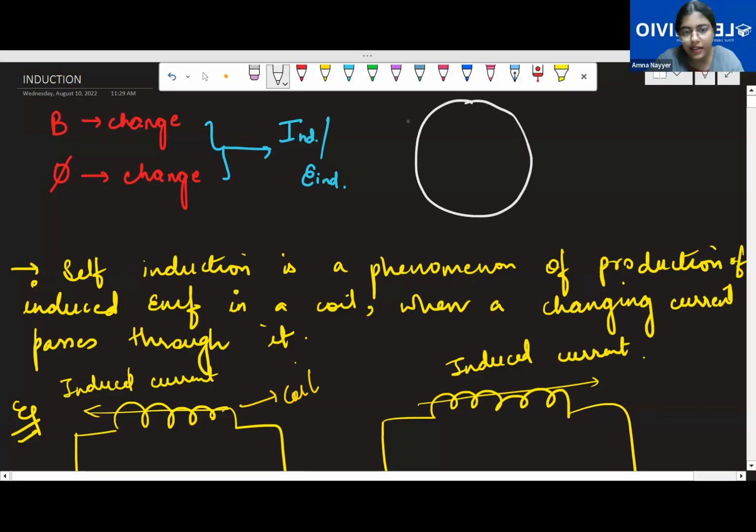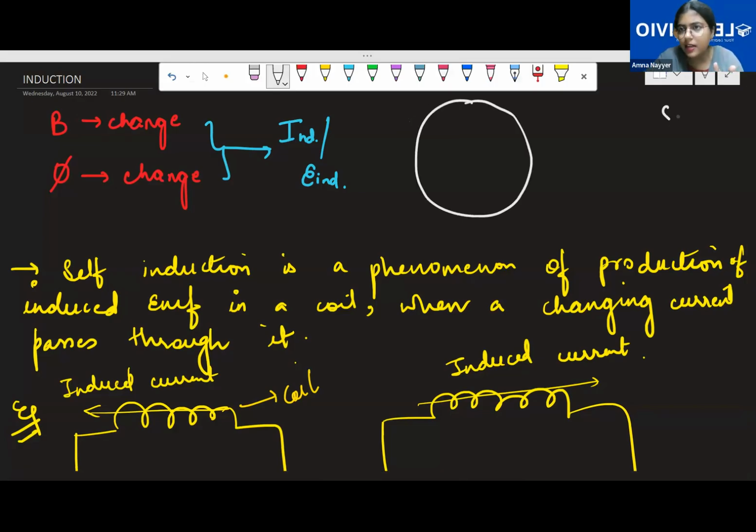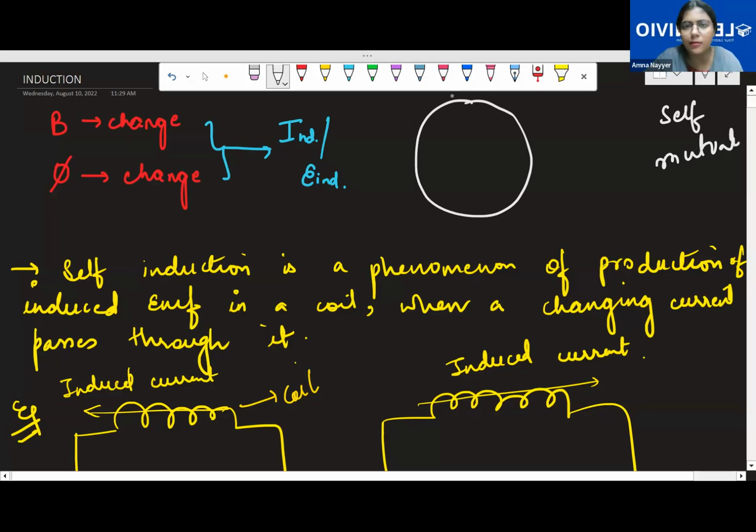Basically, I'm talking about self-induction. Two kinds of inductions are there. One is self, other is mutual. So right now I have started with self-induction. Mutual, when we discuss it, then I'll come to that.